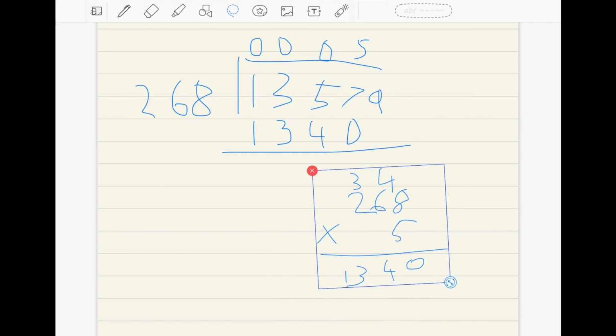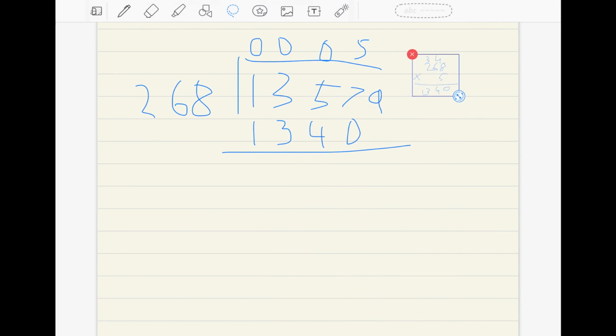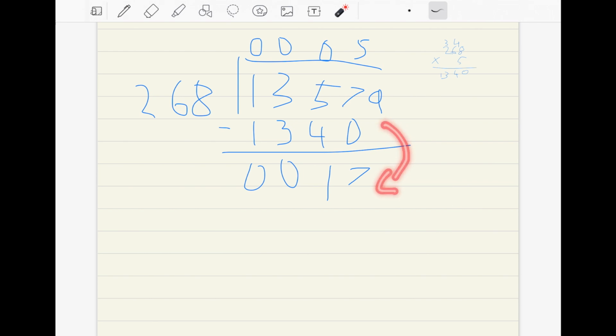Oops. And then we put it over here. And then we subtract it, but just don't think of the 9 because we're not there yet. So 7 minus 0 equals 7. 5 minus 4 equals 1. 3 minus 3 equals 0. Then 1 minus 1 equals 0. Then it says 17. So then we bring that 9 down here.